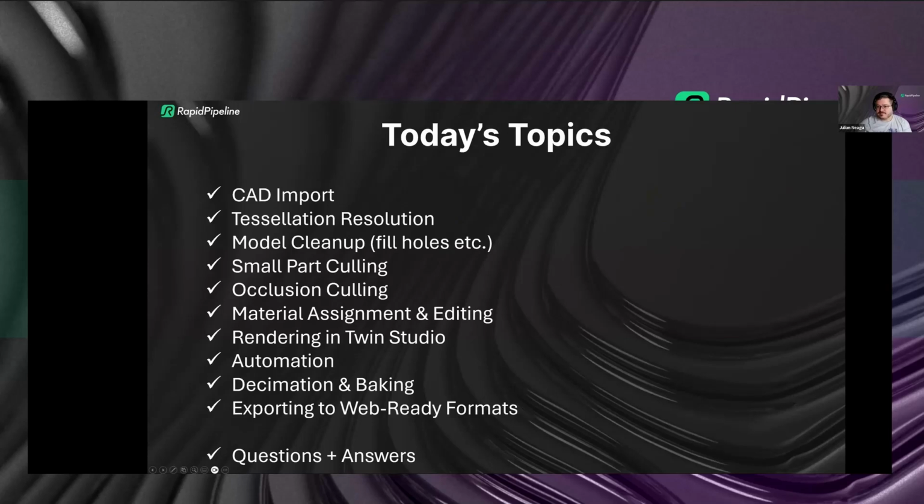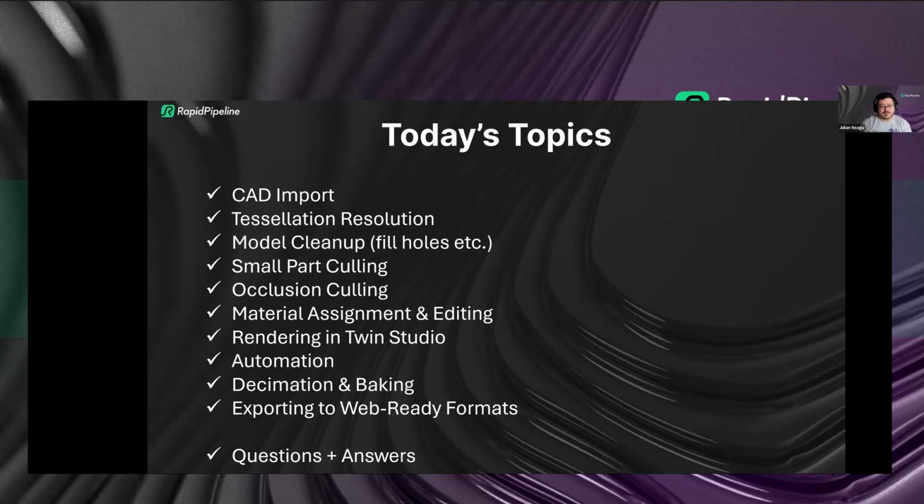Today's topics: we're quickly going through a CAD import process into Twin Studio. What is that about? How does that work? What settings are there on that end? In that sense, we're also looking at tessellation resolution, comparing a little bit what we can do there. We're looking at model cleanup operations, for example, filling up solid holes and recalculating mesh normals and things like that. Culling operations we can also perform.